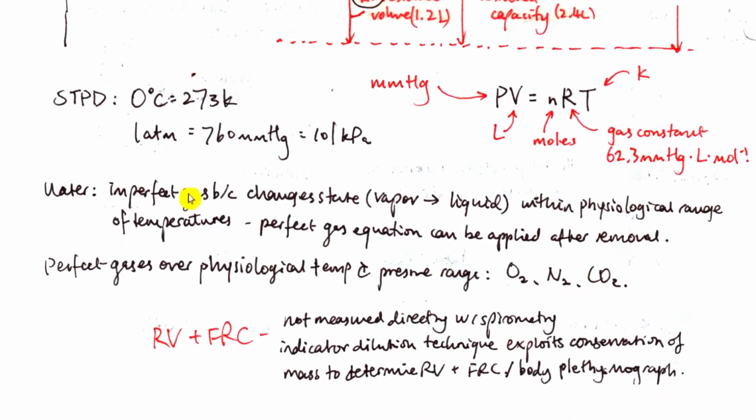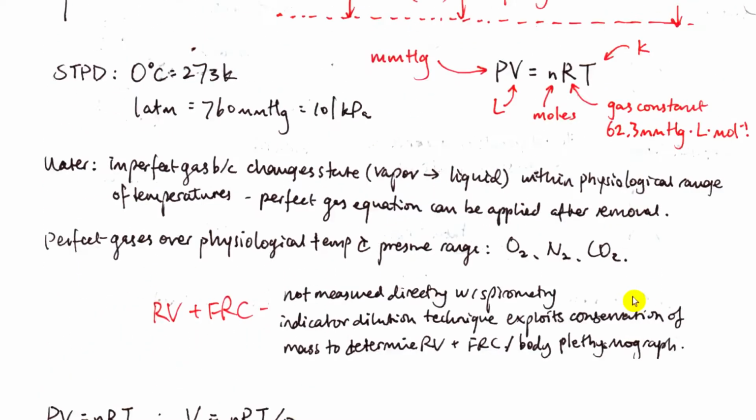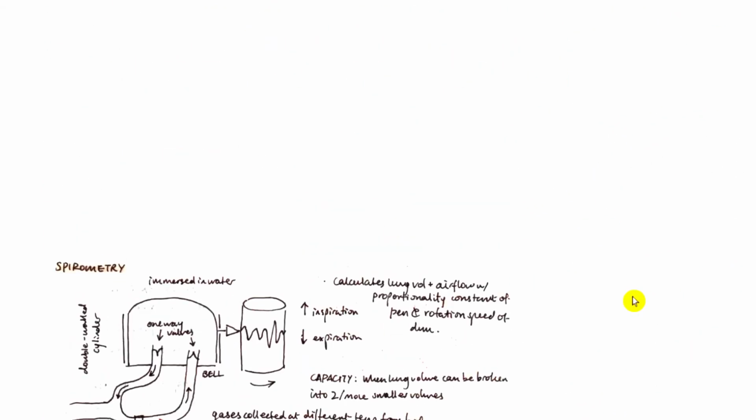So water is an imperfect gas because it changes state, from vapor to liquid, and it is special in terms of its bond formation. So things like ice are less dense than water, for example. It's just got these odd little things about it that mean it's not a perfect gas within the physiological range of temperatures, and the perfect gas equation can only be applied after removal of water. Now, perfect gases over the physiological temperature range include oxygen, nitrogen, and carbon dioxide, which are the gases that we'll be looking at.